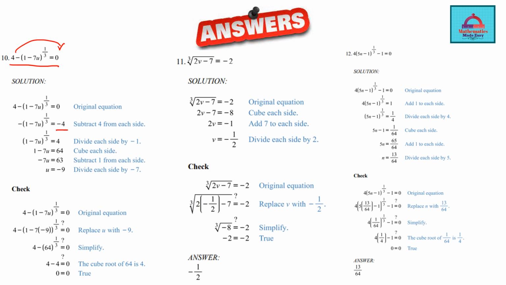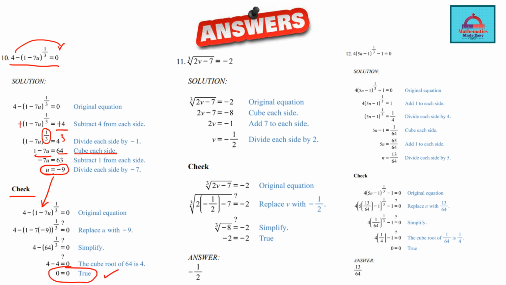And now you remove the negative sign, so make negative into positive, and then you take the cube. So when you take the cube, the exponent is removed, and you just get 1 minus 7u, and 4 cubed is 64. Solving for u gives minus 9. Now you check your answer by putting this value of u in the equation, solve it, and both sides are equal, so that means your answer is correct.